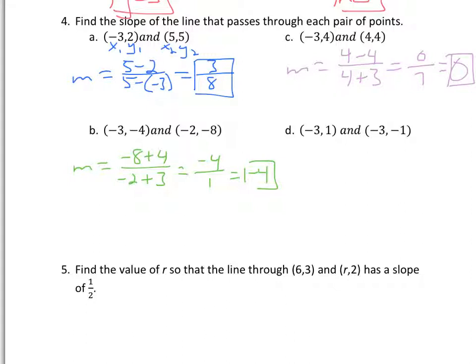So for D here, we've got the slope equals negative 1 minus 1 over negative 3 plus 3. Negative 2 on top, 0 on bottom. Now you have a 0 in the denominator. You cannot have a 0 in the denominator. This is a problem. So the actual answer for this is undefined, or no slope.